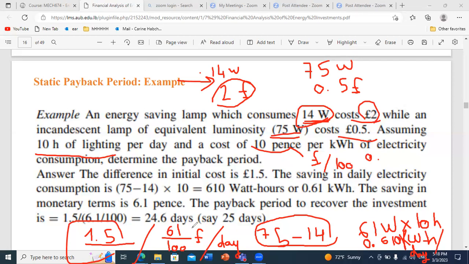Now we are talking about one lamp. Imagine that you are replacing lamps, not bringing them from zero. Here in this problem we are comparing: if you want to select between these two lamps and do the analysis. But if you already have conventional lamps in your home and you want to replace them with energy saving lamps, what will be the difference in the analysis?